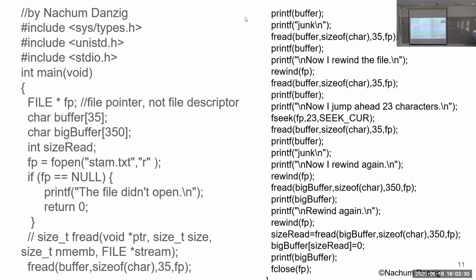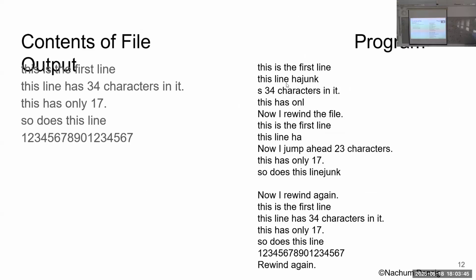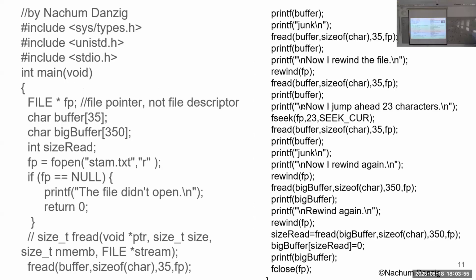Oh, no, that's in the file. That's the file. And no, I printed the whole buffer, but the whole buffer is just part of the file. Then I print junk. Then I read again 35. So what's going to happen now? The next 35. So that's what it says. The, and then the has 34 characters in it. This line has only, and it stops in the middle of the word. Because it read another 35.